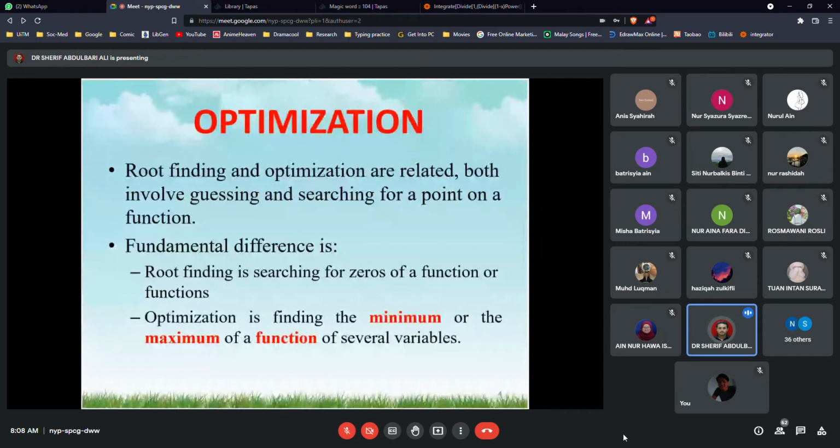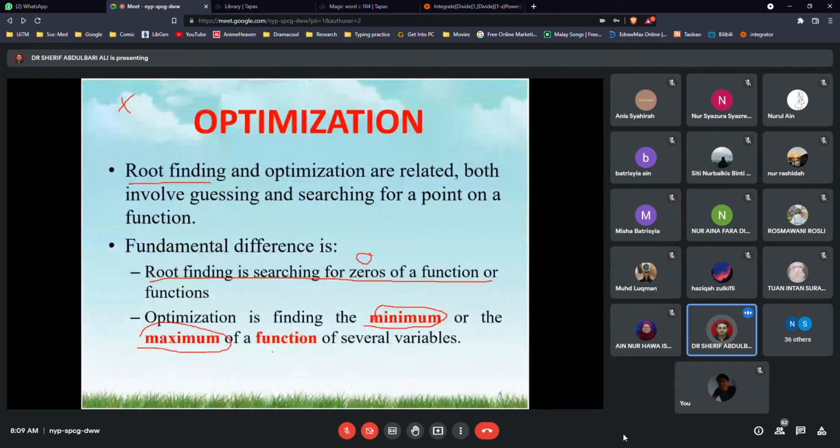So in root finding, we are trying to find the value of x that makes your function equal to 0. In optimization, we are trying to find the value of x that can give you a maximum value of a function or a minimum value of a function. So both of them are trying to look for x values. Root finding is searching for the zero of the function, while optimization is trying to find the minimum or the maximum value of a function. This is the difference between them, and it's really fundamental.